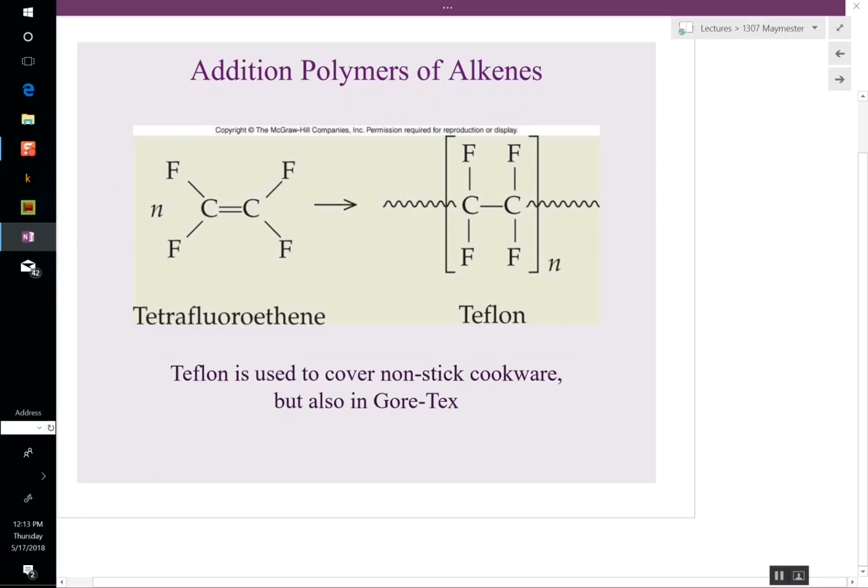Okay. What do we got over here? We don't have ethene. We have tetrafluoroethene. Instead of hydrogens, the monomer is a carbon-carbon double bond with 4 fluorines on it. You polymerize it, you get polytetrafluoroethylene, or Teflon. That's Teflon. That's how they make Teflon.